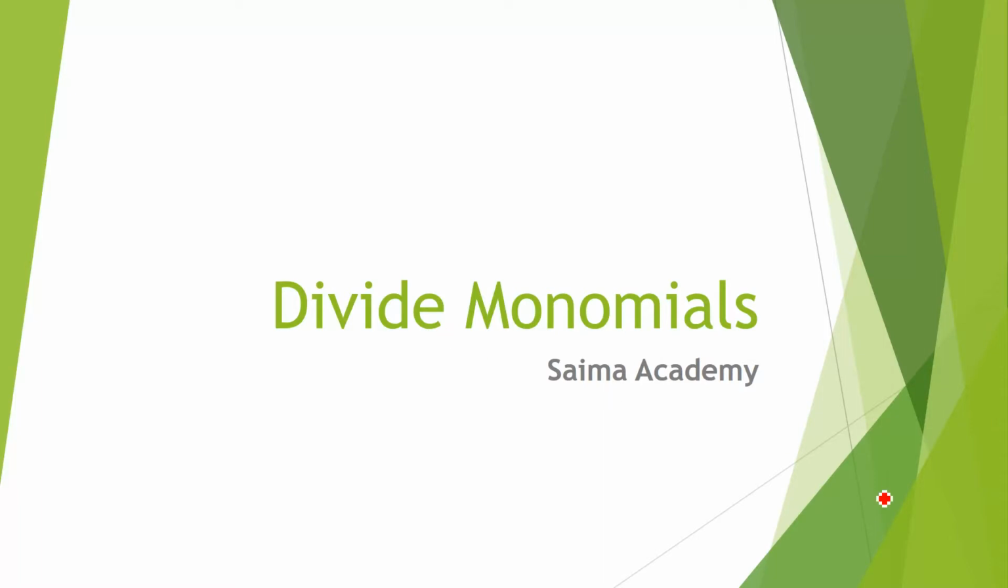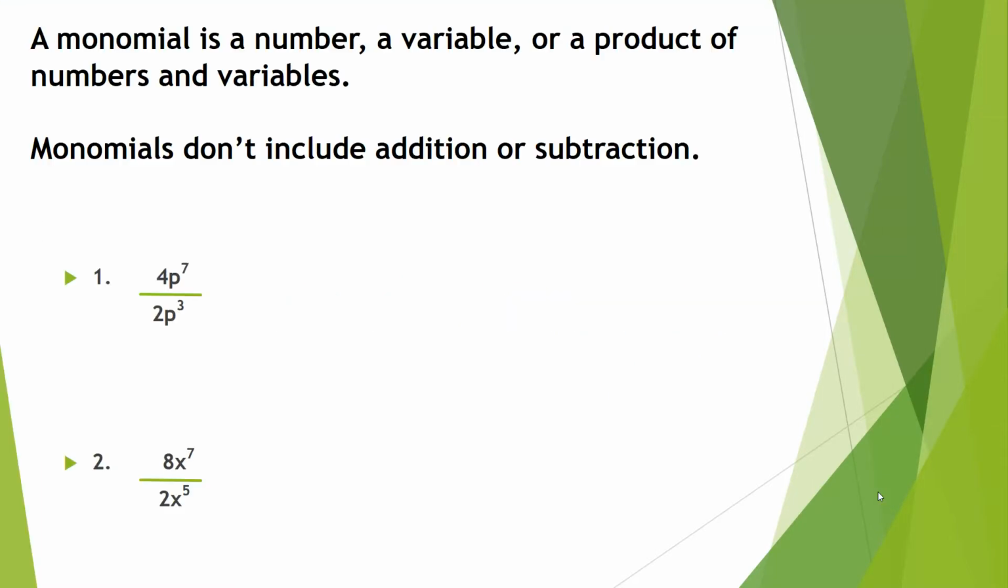In this lesson, we will learn how to divide monomials. But before we start division, I will show you one more time the meaning of monomial. Again, it is very easy. A monomial may be a number, a variable, or a product of numbers and variables. Now, what does it mean?